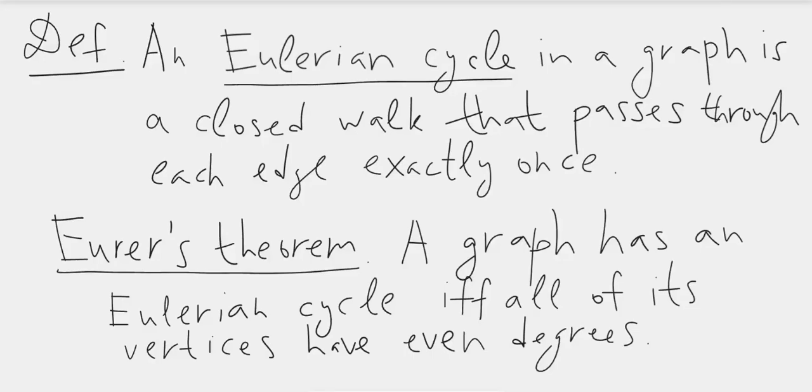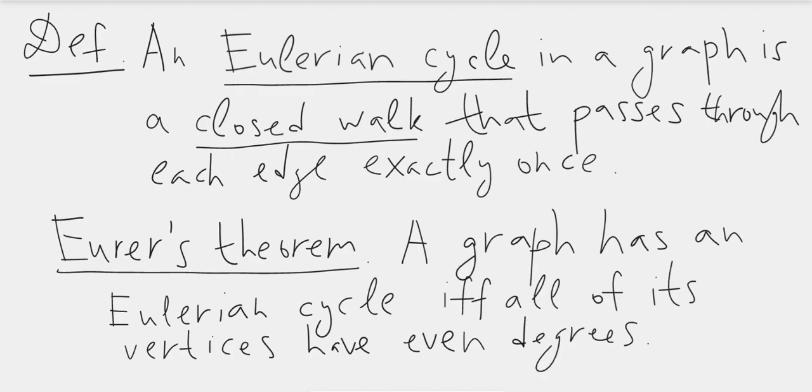In this video I'm going to talk about Eulerian cycles in graphs and the criterion when such a cycle exists. So definition: an Eulerian cycle in a graph is a closed walk, so it's actually not a cycle but a closed walk that passes through each edge exactly once.